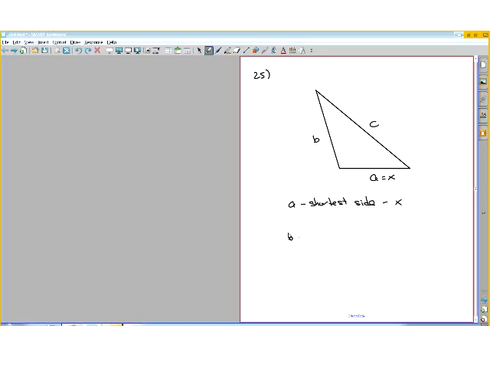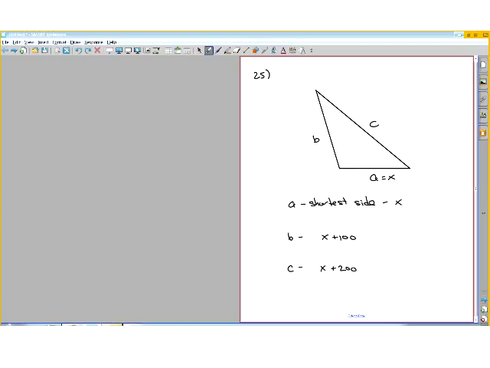So it says one side is 100 feet longer than the shortest side. So B is going to be X plus 100. And then while the third side is 200 feet longer, we're going to say C is equal to X plus 200. So this is the shortest side. This is 100 feet longer than the shortest side. This one's 200 feet longer than the shortest side.